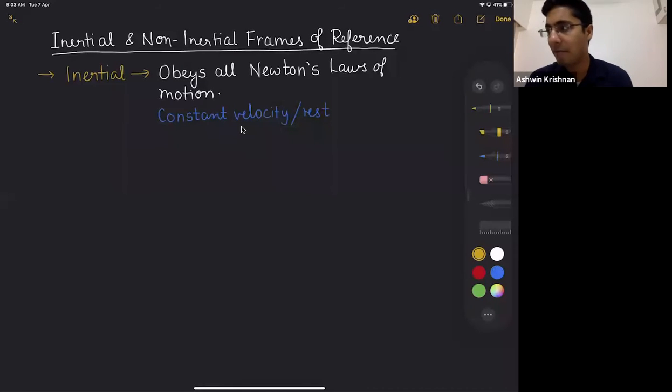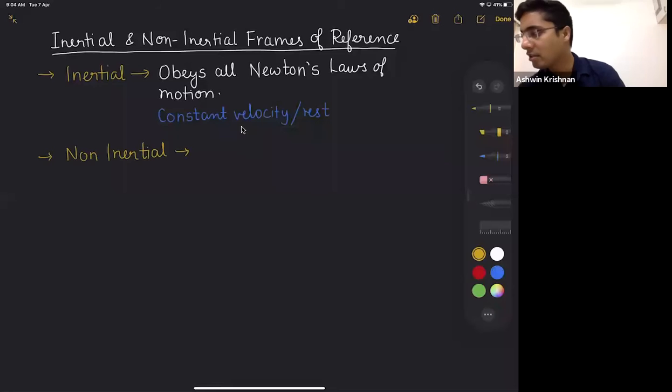The second type of frame of reference, which is going to be the subject of today's first part, is the non-inertial frame of reference. A non-inertial frame of reference is one that sometimes does not obey Newton's laws of motion.